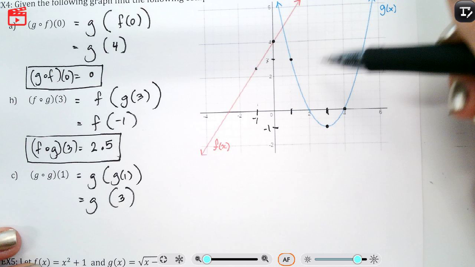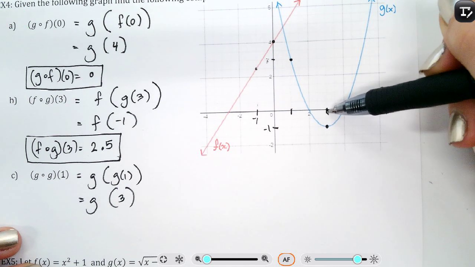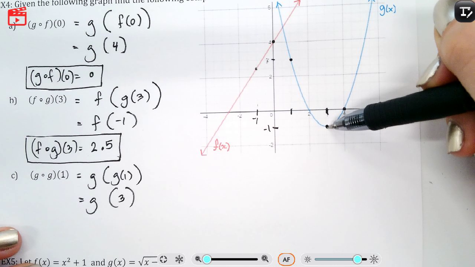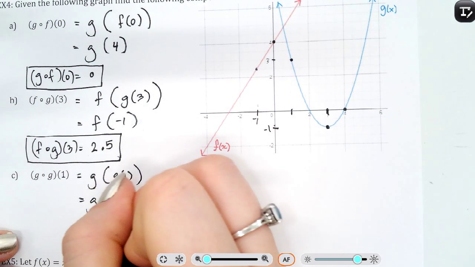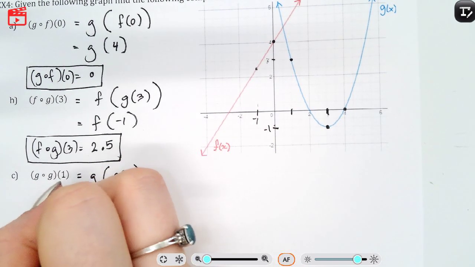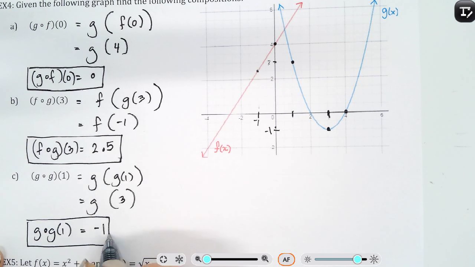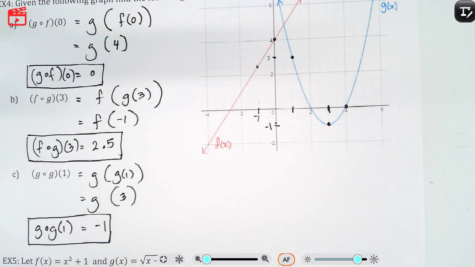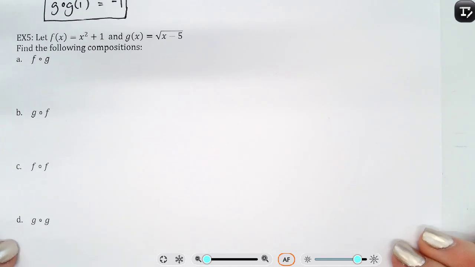And then what is g of 3? Well, here's my 3 value. Looking for the g function, it's going to be right there. Corresponding y value, -1. So g of 1 is -1. All right, moving along.